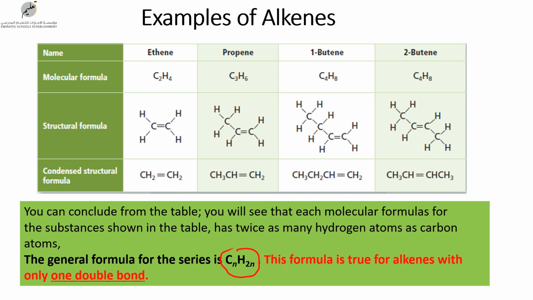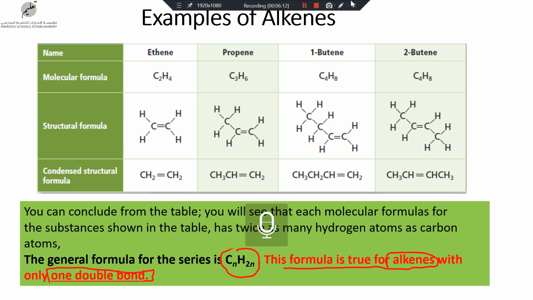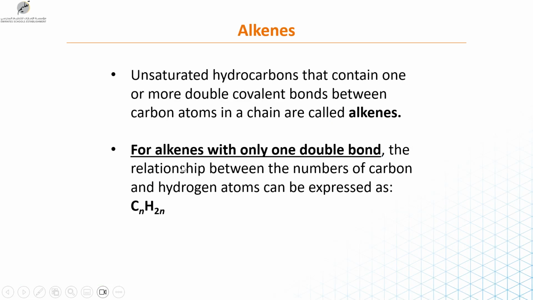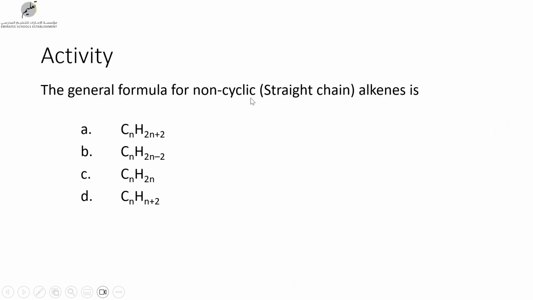But make sure to understand that this formula is true only for alkenes that have only one double bond. If I have two double bonds, then this formula is not valid. Okay? If you have more than a double bond, then this formula is not valid. So this formula is only true for alkenes with one double bond. And this is what we covered. Okay? You can stop the video, go through this slide. So what's the general formula of non-cyclic straight chain alkenes? It's CnH2n, as we saw.